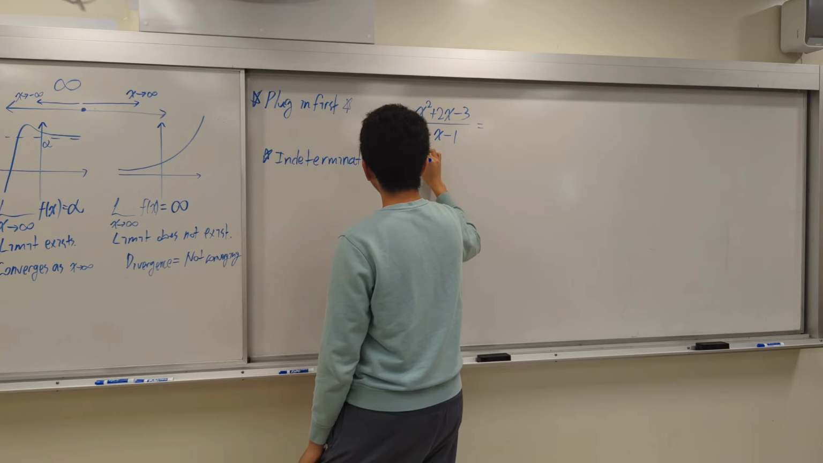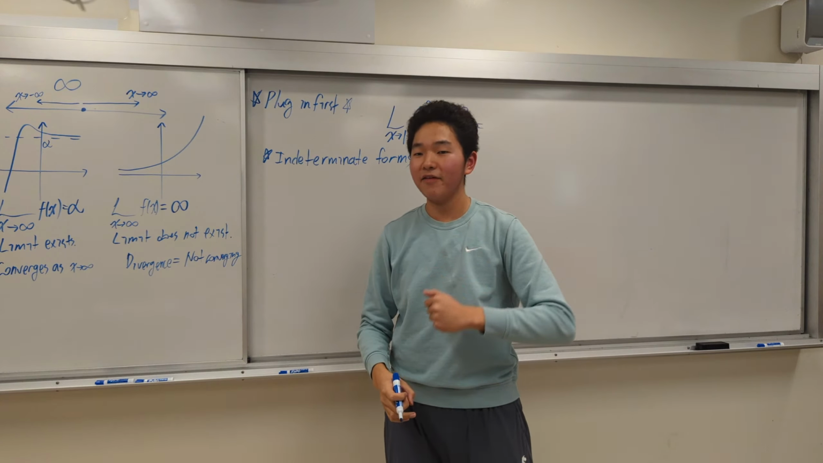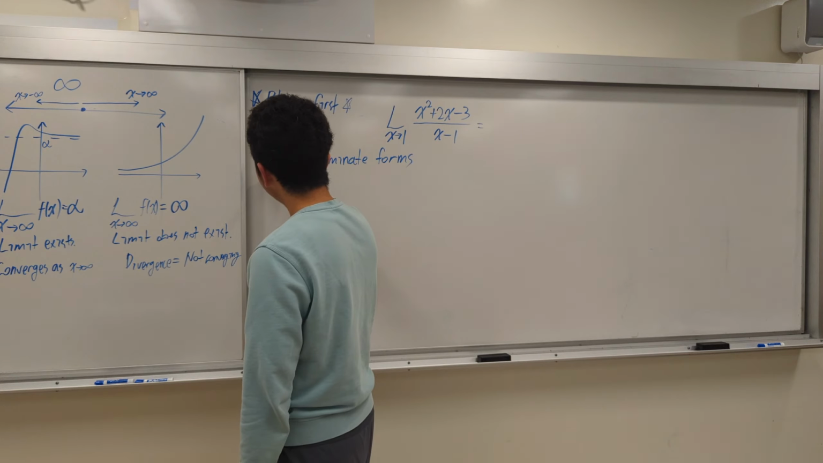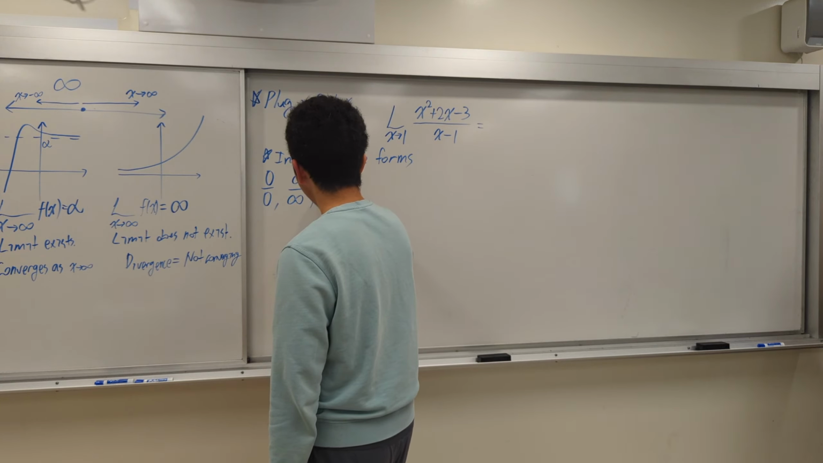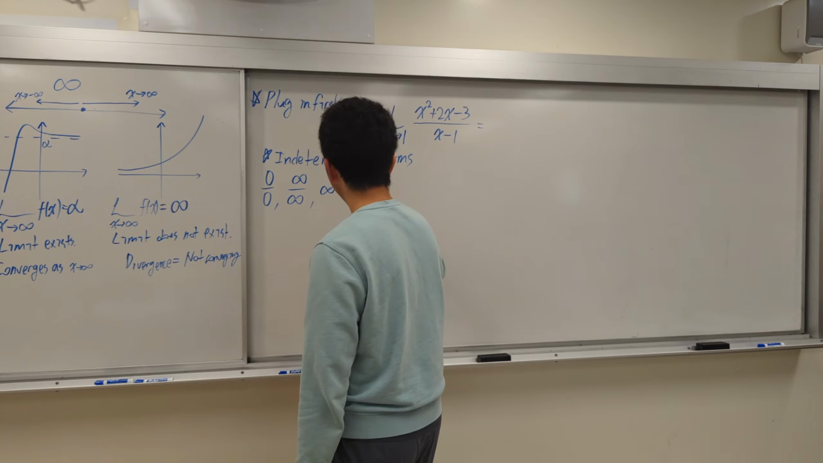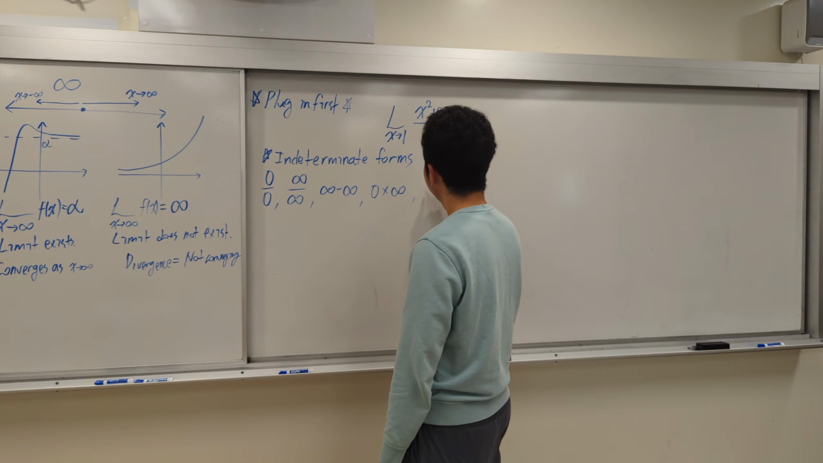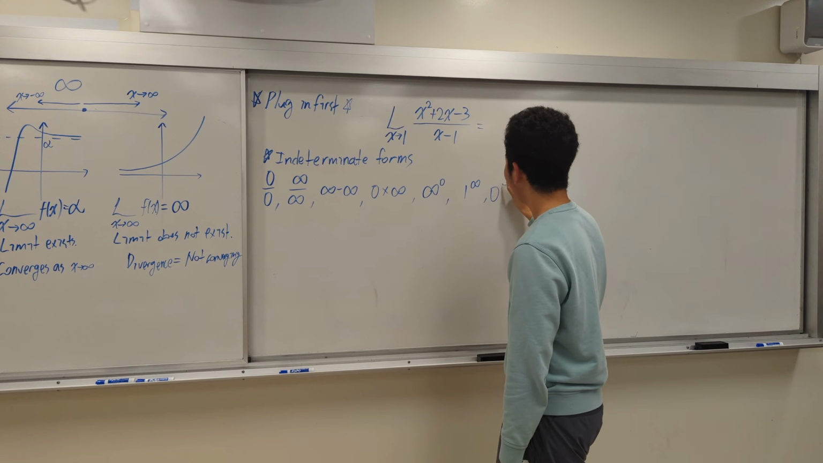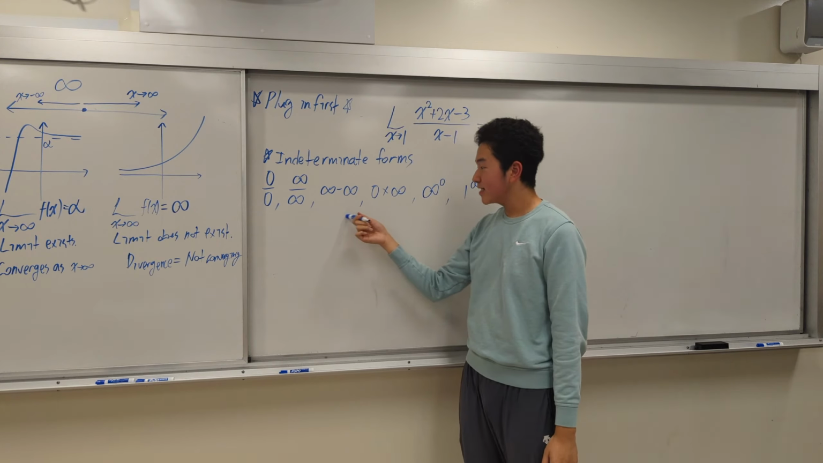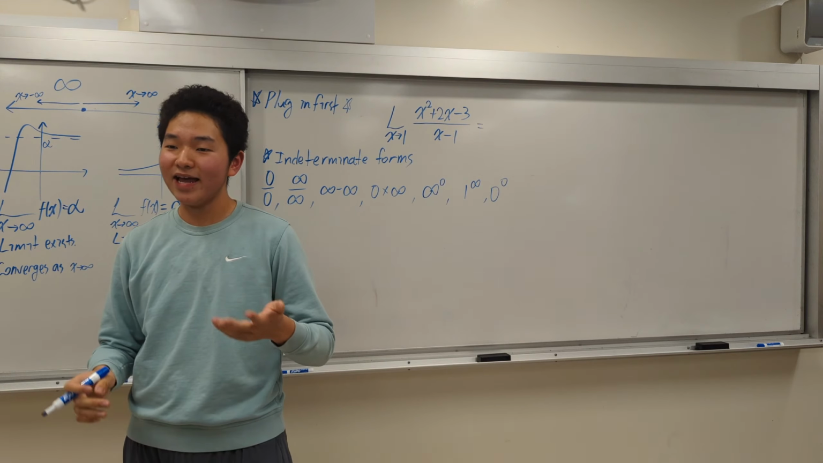If you get one of these forms when you plug in a number, that means you have to do some extra steps to get to the final answer. These 7 forms are: we just discovered 0 over 0, there's infinity over infinity, infinity minus infinity, 0 times infinity, infinity to the power of 0, 1 to the power of infinity, and 0 to the power of 0. So if you get any of these weird looking expressions when you're trying to calculate a limit, that means it's indeterminate and you can't get the answer right away.